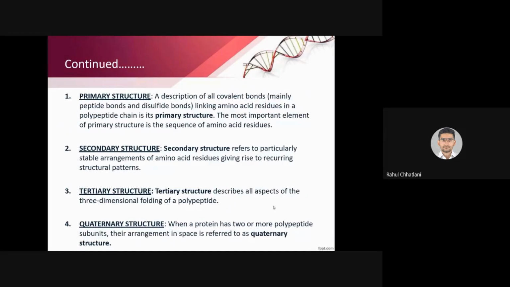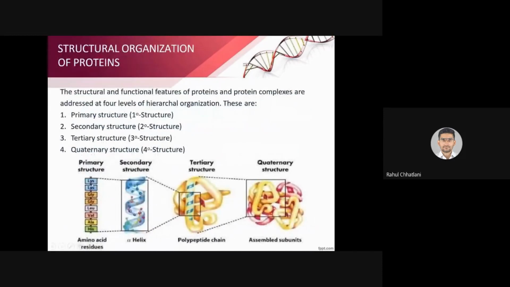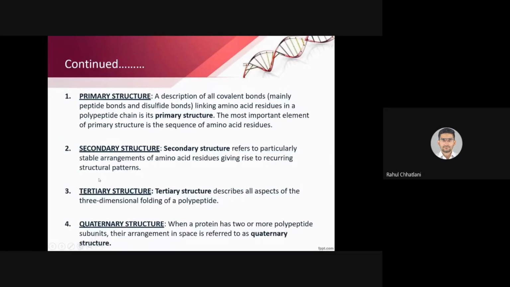So primary structure is a description of all the covalent bonds, mainly peptide bonds and disulfide bonds, linking amino acid residues in the polypeptide chain. So it is the primary structure. You can see it is the peptide bonds in between and nothing else, formation of a simple structural unit. Most important element of primary structure is the sequence of amino acid residues.